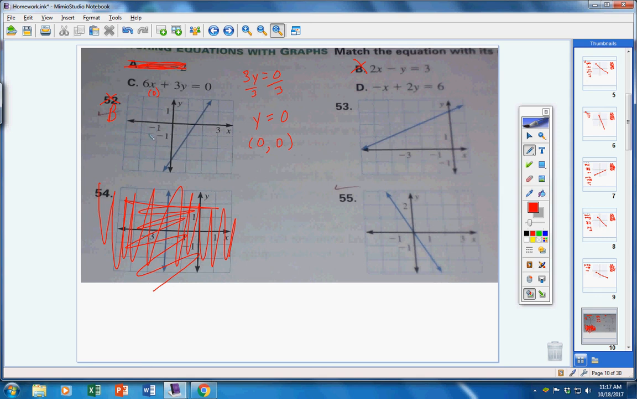Now, we've already used this graph, okay? Which one of these graphs here has the line passing through 0, 0? Well, this one does right here. Here's 0, 0. This blue line does not pass through that point, but here the blue line does. So I know 55 is C. So, process of elimination, 53 is D.